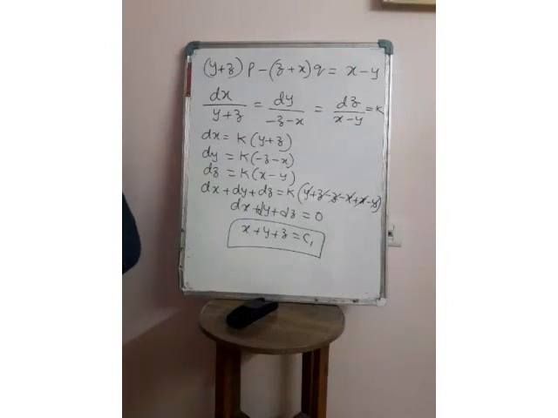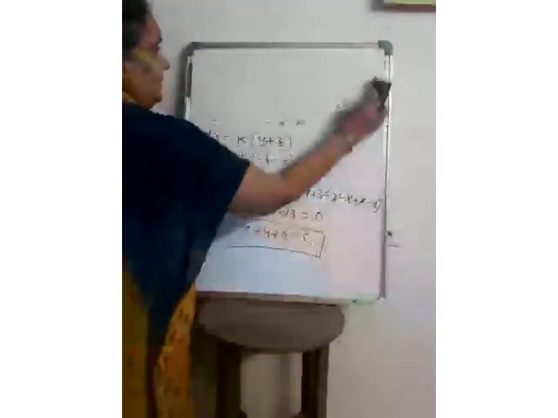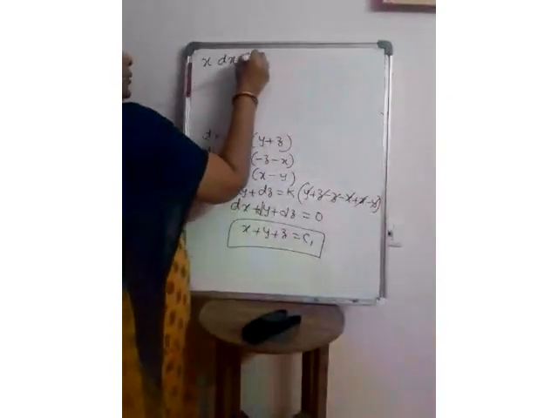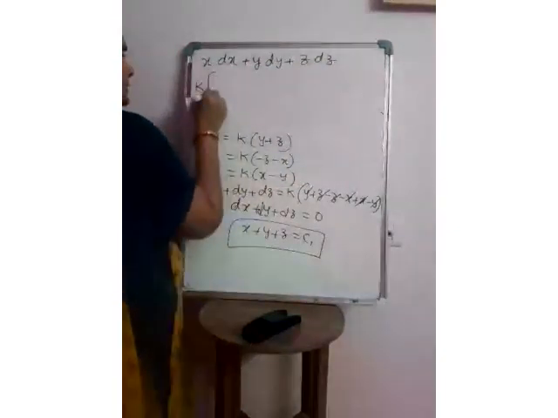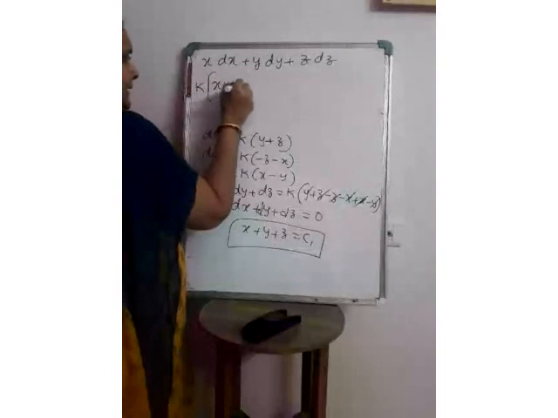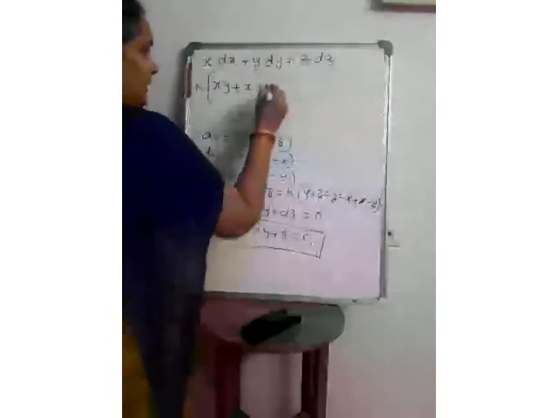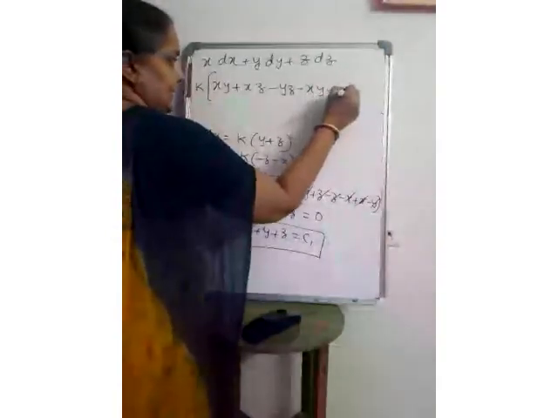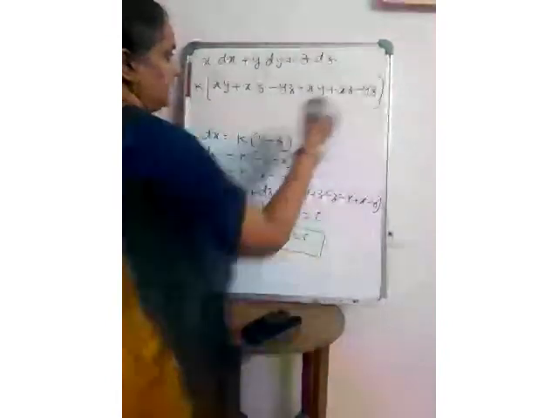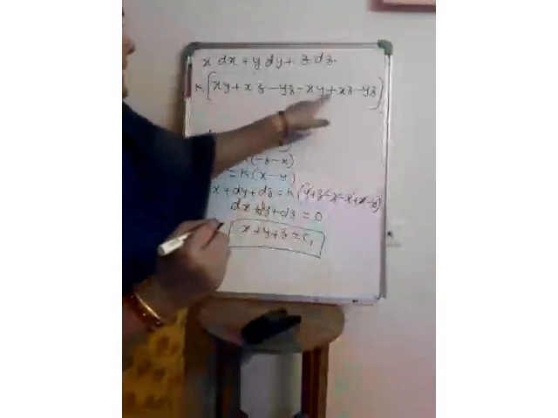Monica, so I think you got the value x dx plus y dy plus z dz, is it becoming 0? We'll check. So the other combination we go with is x dx plus y dy plus z dz. So k times x into dx means xy plus xz. Y into dy is minus yz minus xy. Z into dz is plus xz minus yz. So I think these two values are not getting cancelled.